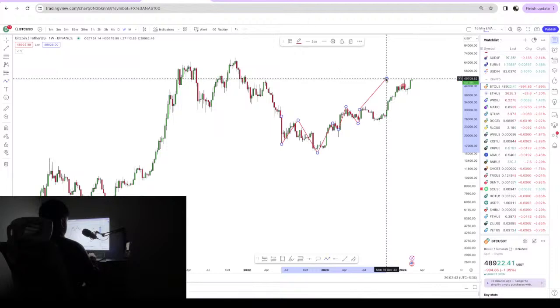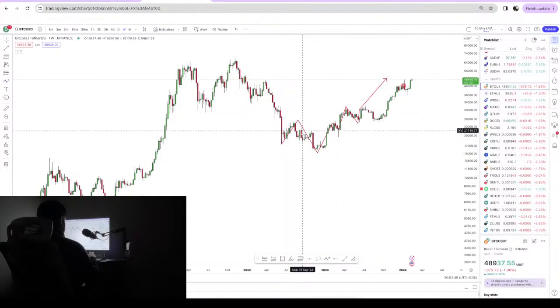Just see. This also I was tracing. You can see here also. What pattern does it form? Simple inverse head and shoulder, and see what happened after that.